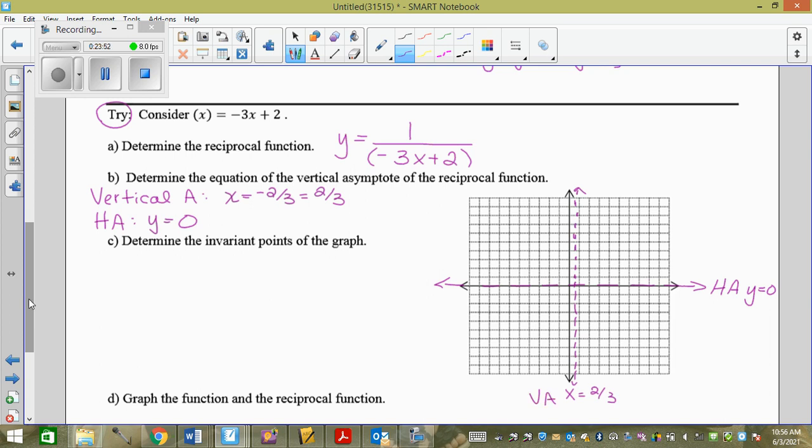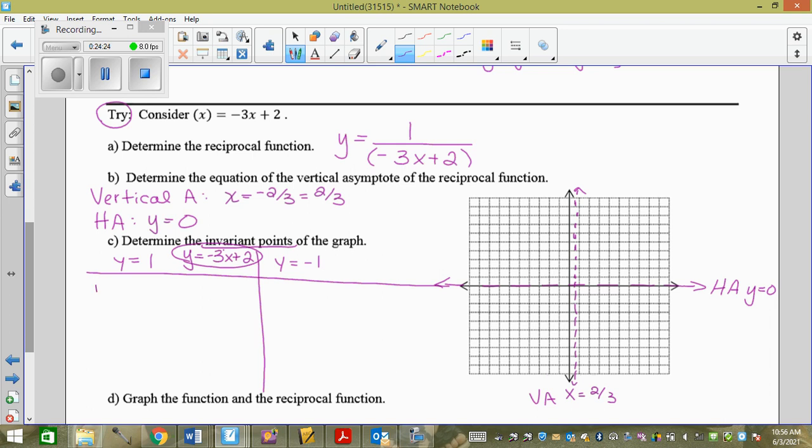Then I need my invariant points. Invariant points on a reciprocal graph happen at y equals 1 and y equals negative 1. And I can just plug it into the original, which is y equals negative 3x plus 2. The reason why I can plug it into the original and I don't have to plug it into the rational is because if it's invariant, the point should be the same between both, correct? So I'm going to use the easier equation to find the x. So I'm just going to use the original to find it.